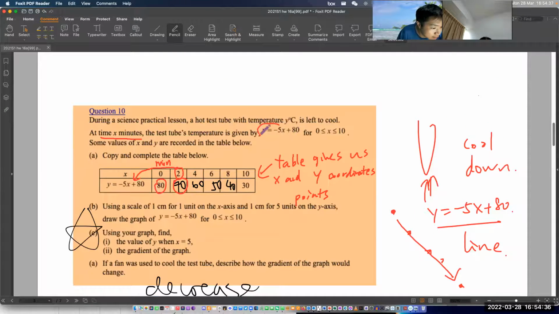So similarly, in that question here, this is the equation, and then they guide you. In question 1, the question did not guide you. Over here, they guide you. They start with the table first. Once you get this table out, then use the scale of 1 cm for 1 unit on the x-axis and 1 cm for 5 units on the y-axis. So now you need to graph this out.